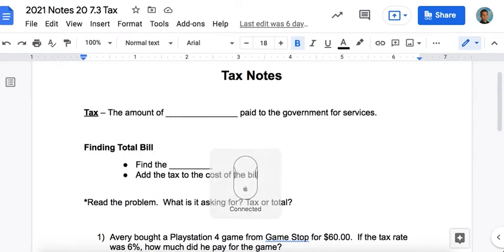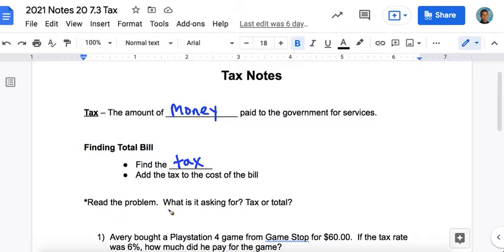So in our previous video, we learned about tip, and now we're going to learn about tax, and they are calculated the same way, and they are both two types of payments that make your bill go up. So tax is the amount of money paid to the government for services. When you're finding the total bill, we have to remember to find the, in this case, tax or tip, and add the tax or tip to the cost of the bill.